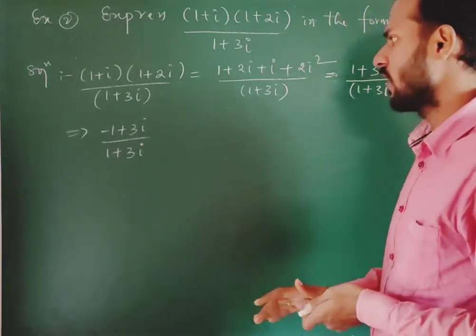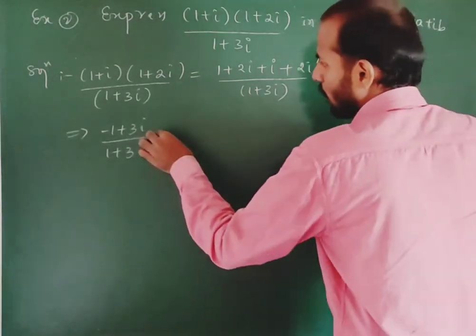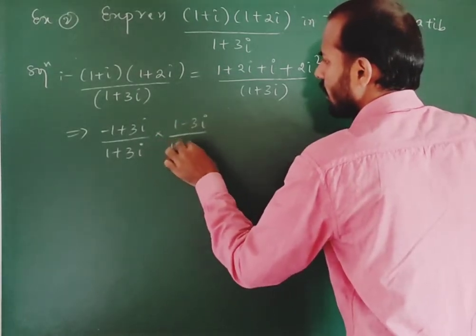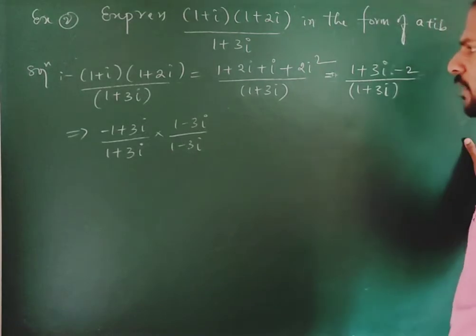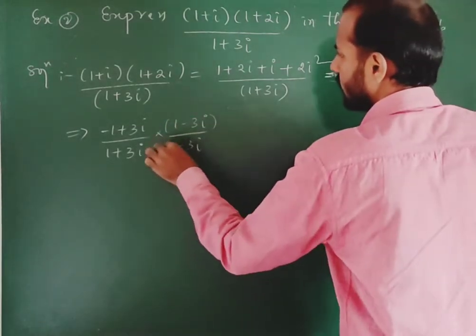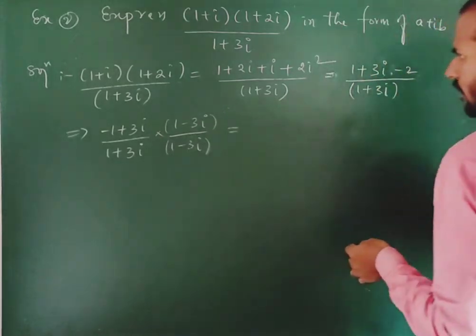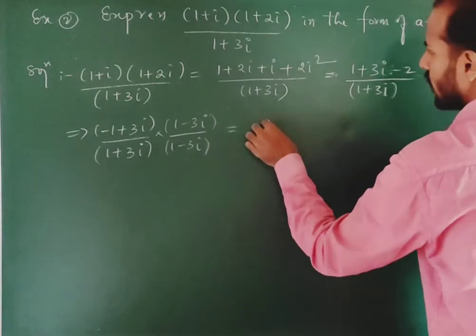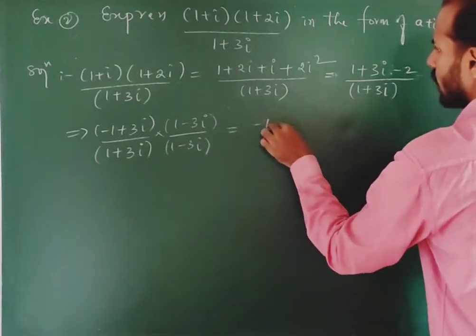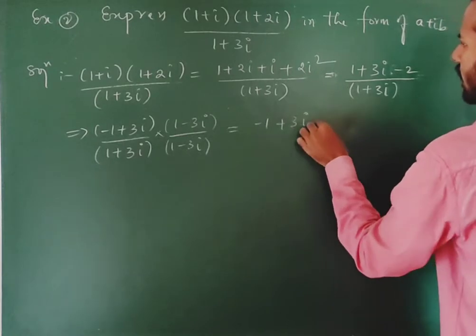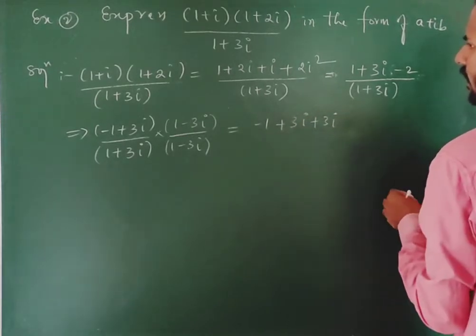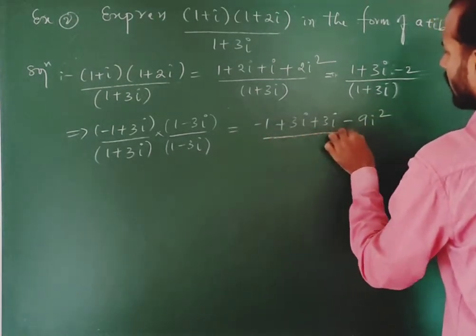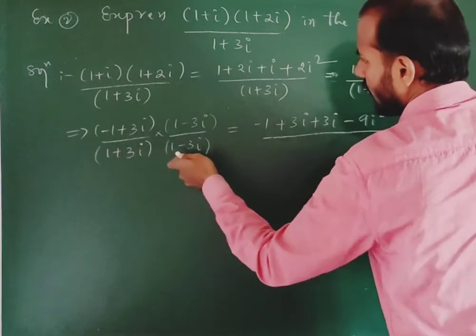What can we do to convert a complex number into a real number? Just multiply by its conjugate, that is 1 minus 3i divided by 1 minus 3i, multiplying and dividing by 1 minus 3i. What do we get, let's see. In the numerator, multiply both the terms. Minus 1, ones are minus 1, minus minus plus 3i, again plus 3i, plus into minus minus, 3 threes are 9, i square. In the denominator, a plus b, a minus b form.